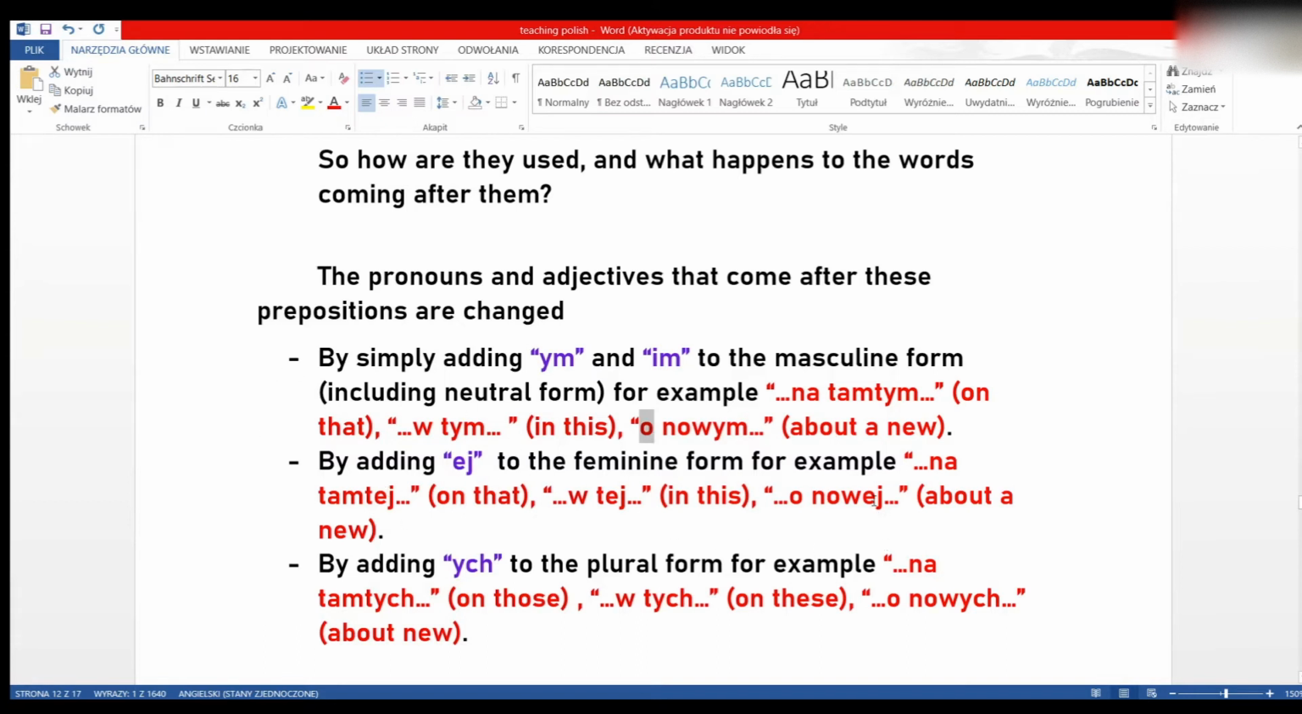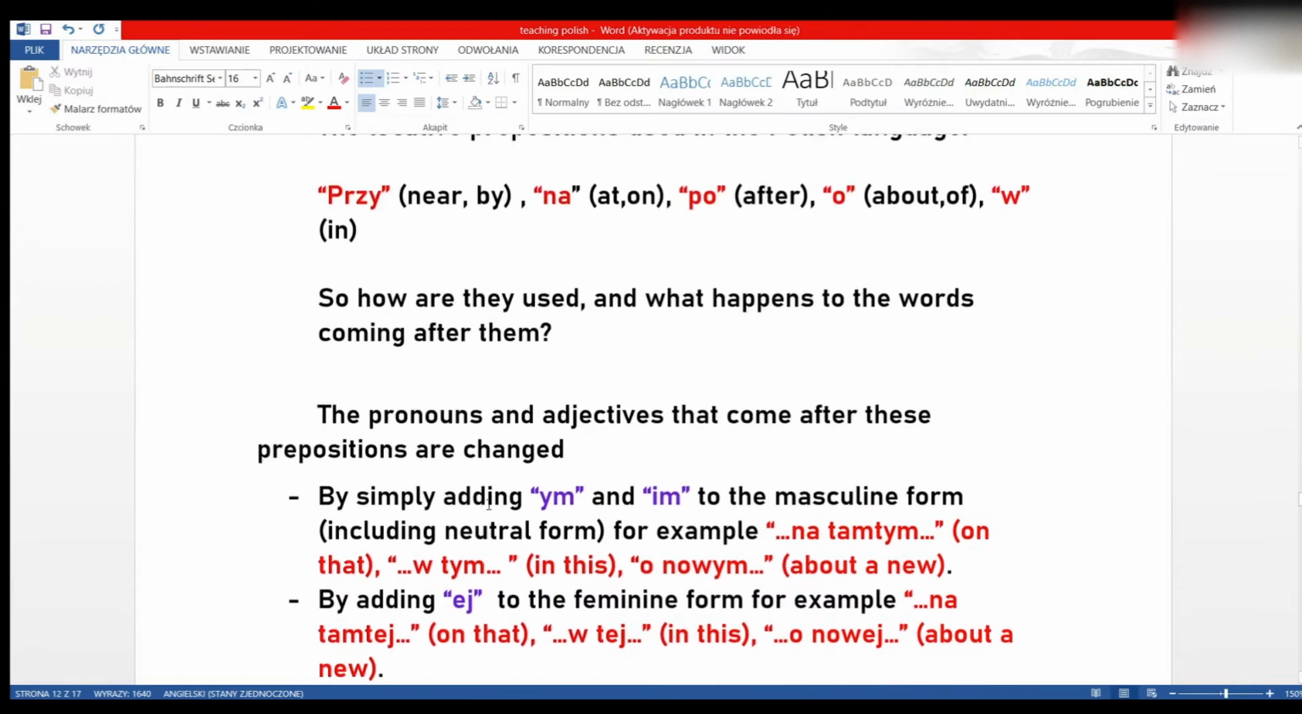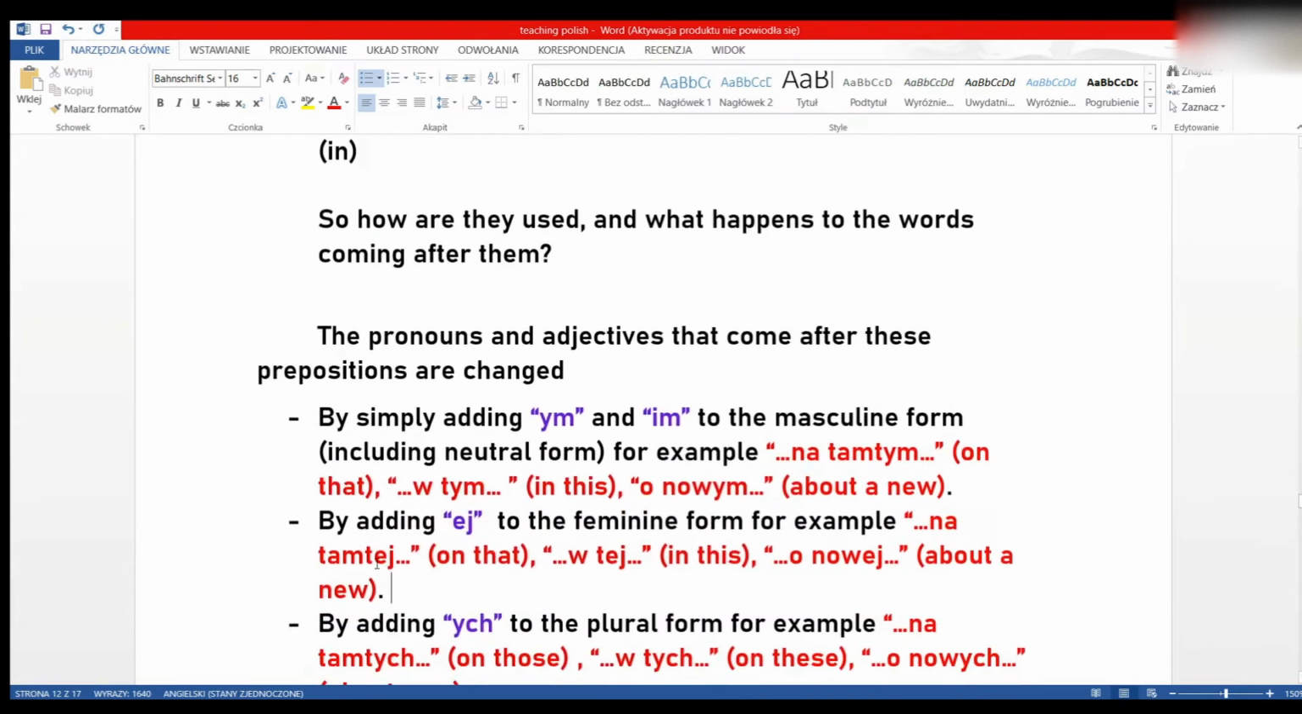Okay, so in the feminine form, we add a. As in other directive prepositions, we use the same form here. So na tamtej. Tamta becomes tamtej because these prepositions change these forms to this form. W tej, ta becomes tej, means in this. O nowej, about a new. So to differentiate between something new that is feminine or masculine, you just change the ending of the word.